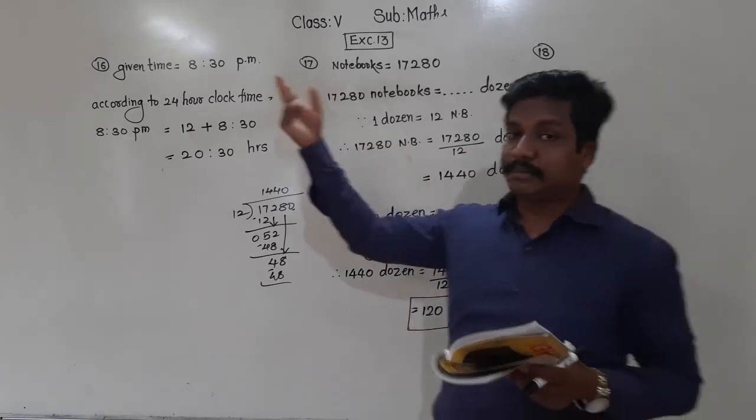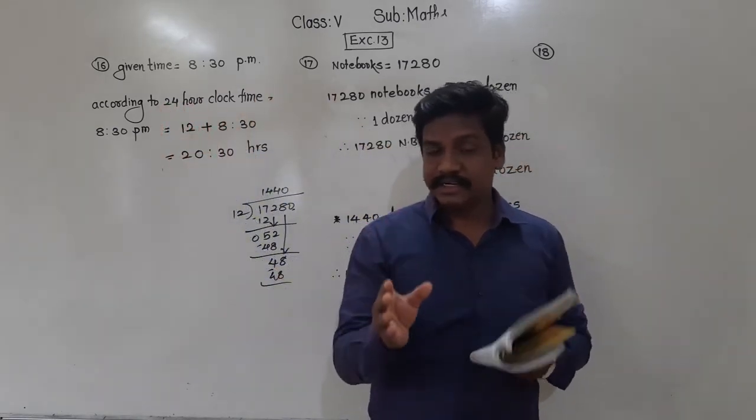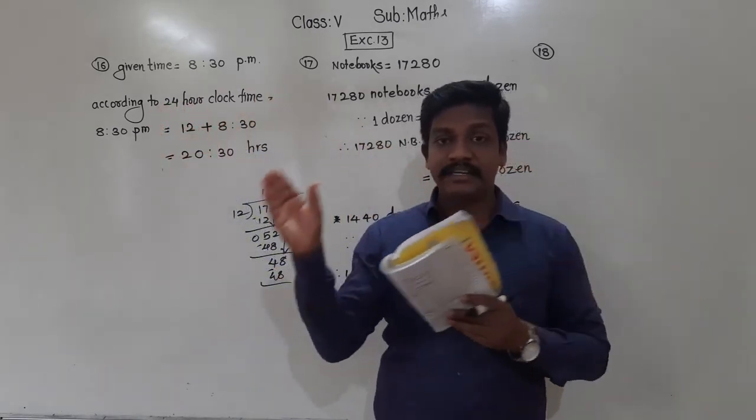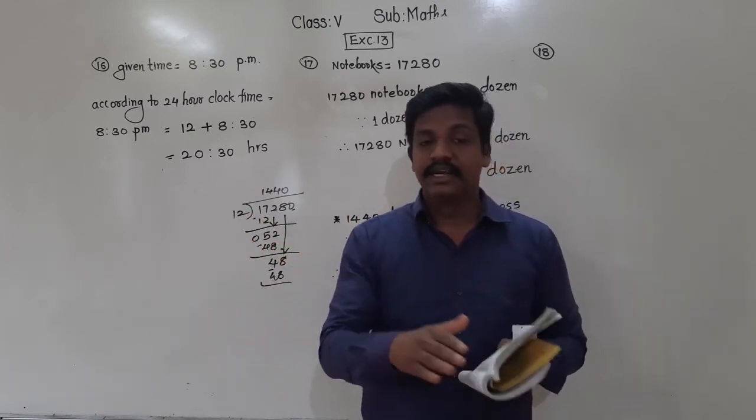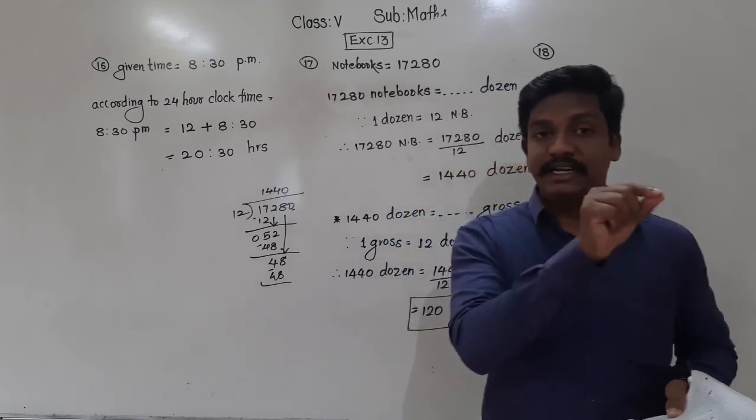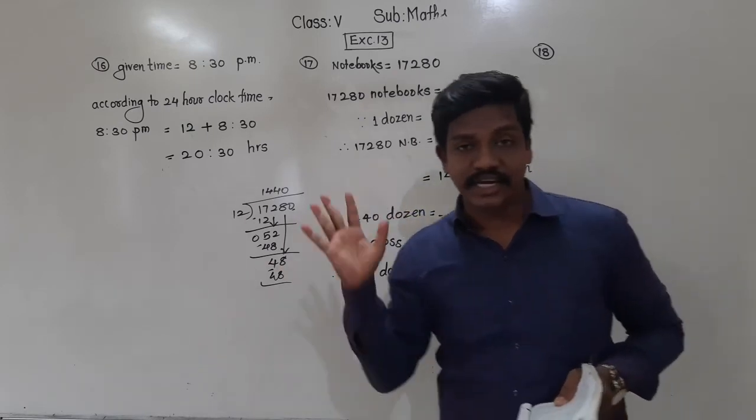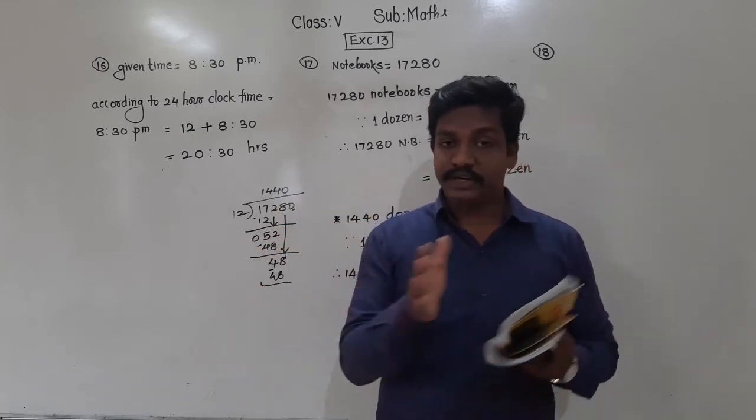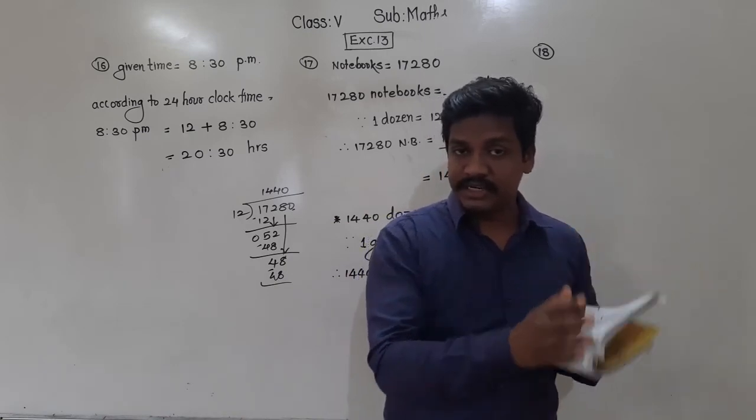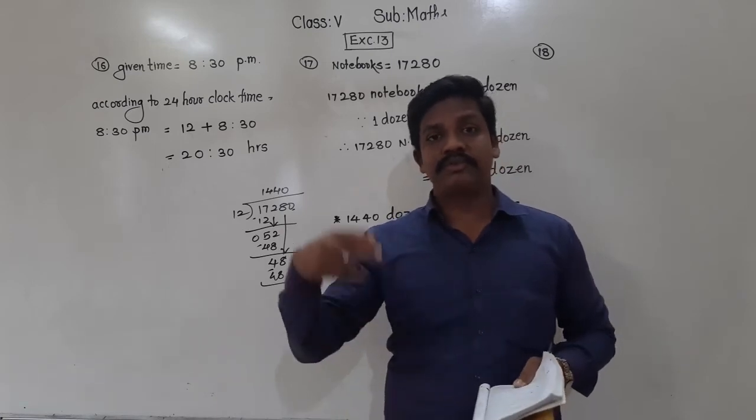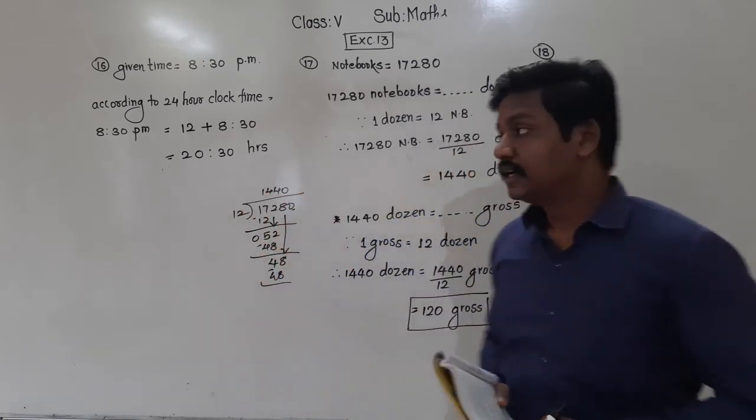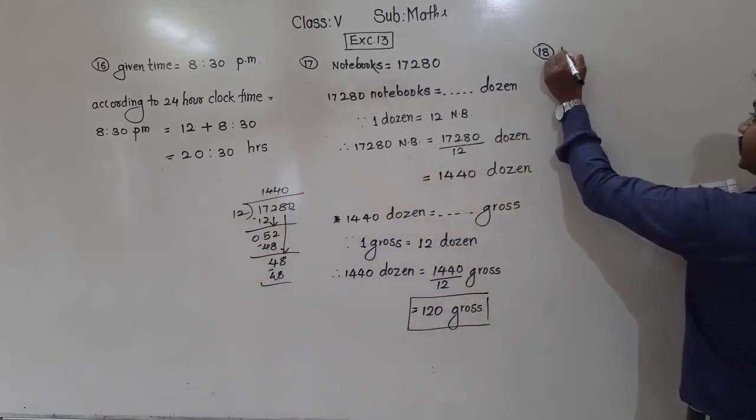Here, in the example which we saw previously, leaving time and reaching time was given, and we had to find duration, time taken by the train. Here duration is given and leaving time is given. We have to find the reaching time. At that time, what to do? When duration is given and leaving time is given, we have to add the duration in the leaving time, so that we will get the reaching time. But before adding, we need to convert the leaving time to 24-hour clock.